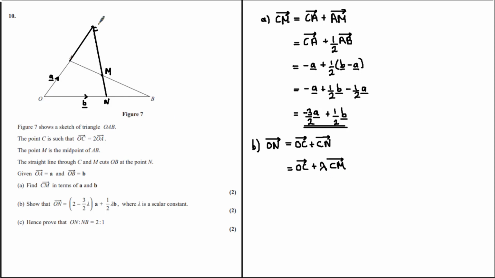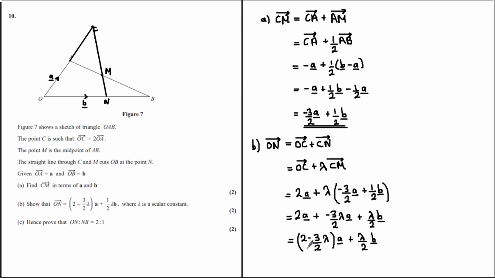Now, as mentioned before, we know that OC is equal to 2 times OA. Therefore, OC is going to be equal to 2A. And this part, CM, we just worked out. So this is going to be plus lambda multiplied by this vector, minus 3 over 2 A plus half B. Expanding the brackets, we get that this is equal to 2A plus negative 3 over 2 lambda A plus lambda over 2 B. And we can collect like terms, these two terms here, giving us that this is equal to (2 minus 3 over 2 lambda) multiplied by A plus lambda over 2 B. And this is the same as what we've been asked to show.